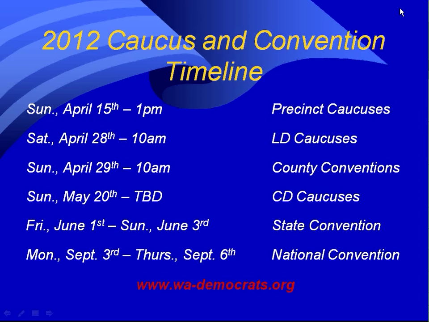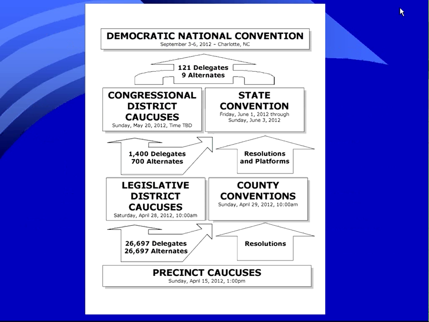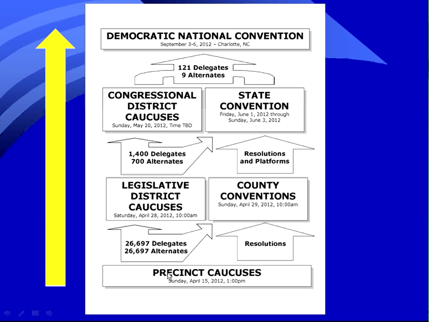So let's take a look at this information in a different way, because if you're a visual learner like me, sometimes it's helpful to put it into visual context. So I put this chart together to explain the process a little bit easier, and you can see that it moves from the bottom to the top. With our precinct caucuses, they elect delegates and some alternates to go on to the second tier, the legislative district caucuses and the county conventions. The legislative district caucuses elect delegates and alternates that go to the third tier, the congressional district caucuses and the state convention. In that third tier, they will be electing our delegation: 121 delegates and 9 alternates.